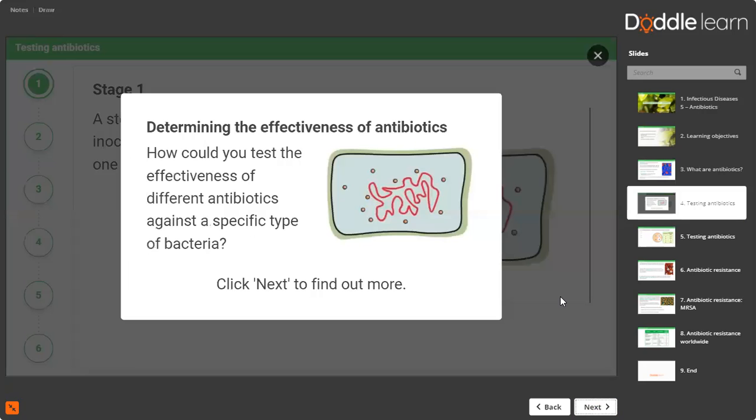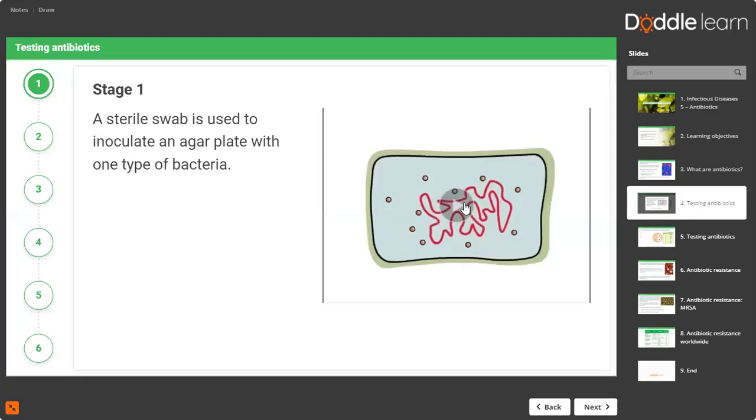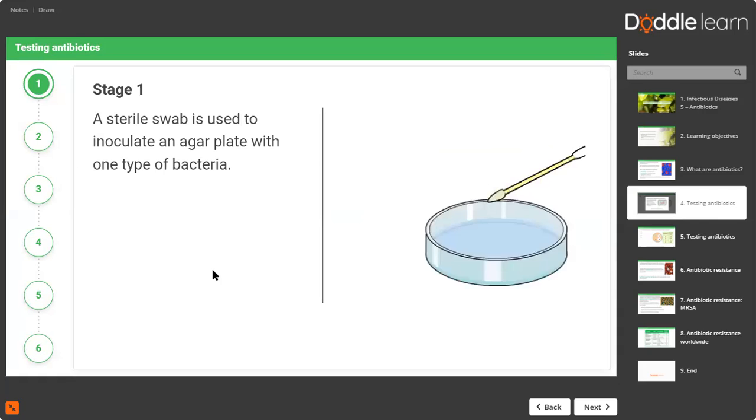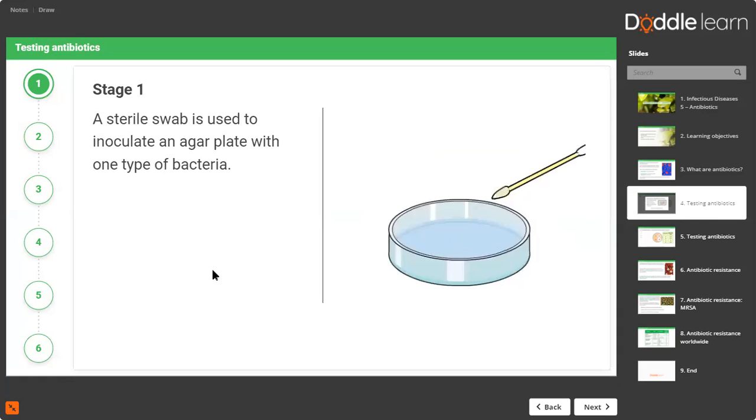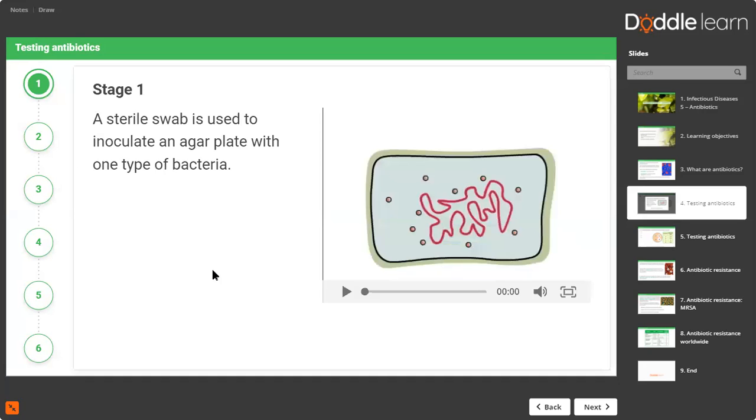So, testing antibiotics. People create antibiotics, but we need to know how effective they are, how they work. So what we're going to look at is how we test the effectiveness of antibiotics against a specific type of bacteria. A sterile swab is taken and is used to inoculate an agar plate with one type of bacteria. You may remember this practical, you might have done one very similar at GCSE, and you take a swab of a bacterium, for example.